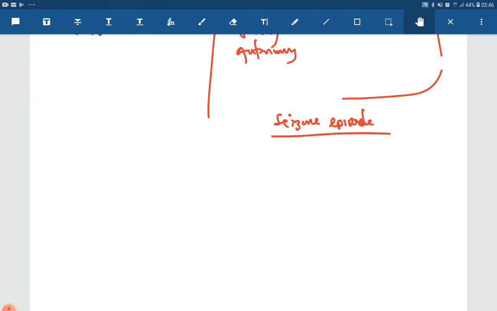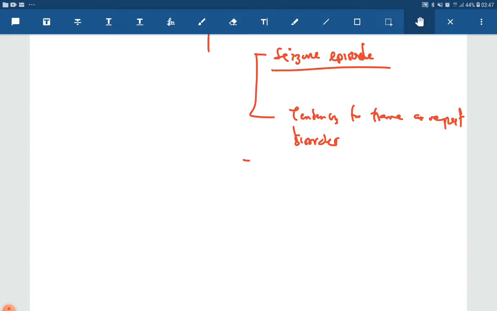Now, also, apart from this, if there is a tendency to have a repeat episode, then we talk about a disorder. However, the ILAE has given a better way to define a seizure disorder, which I'll prefer we go by.